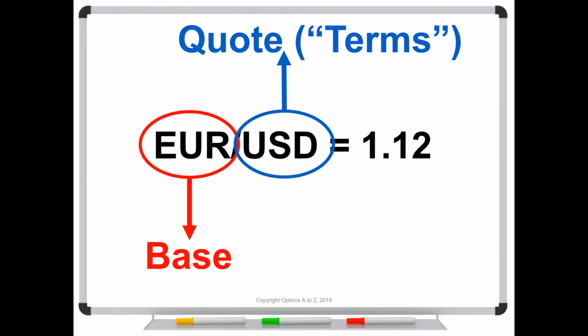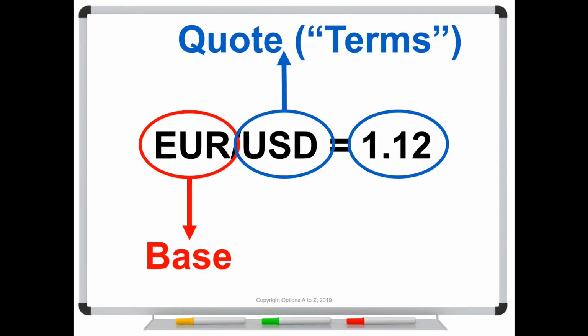Sometimes you'll also hear it called the terms currency. You might also hear it called the counter currency because it's the currency counter to the base. But the reason it's called the terms currency is that we are quoting the euro in terms of dollars. And so this price right here, this value, is the value of a euro in terms of dollars. In other words, you have to pay $1.12 to get 1 euro.